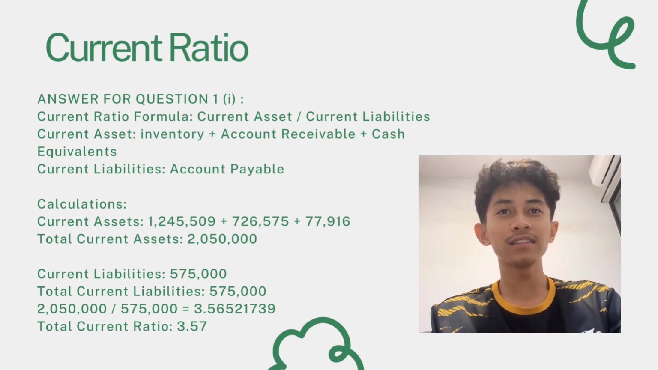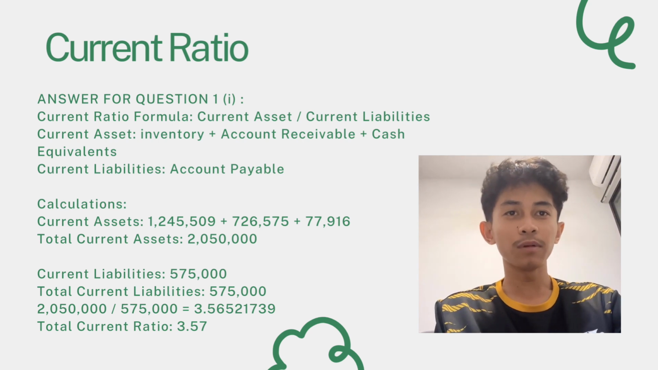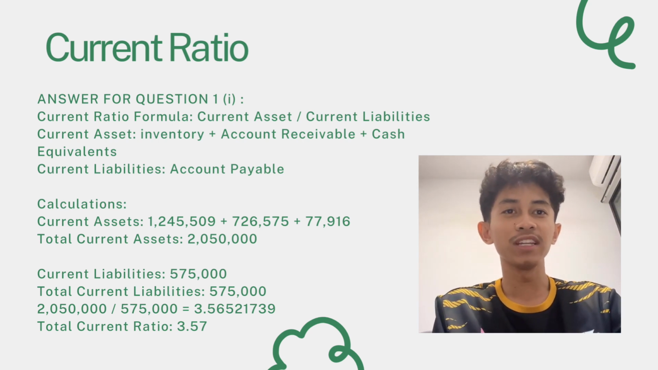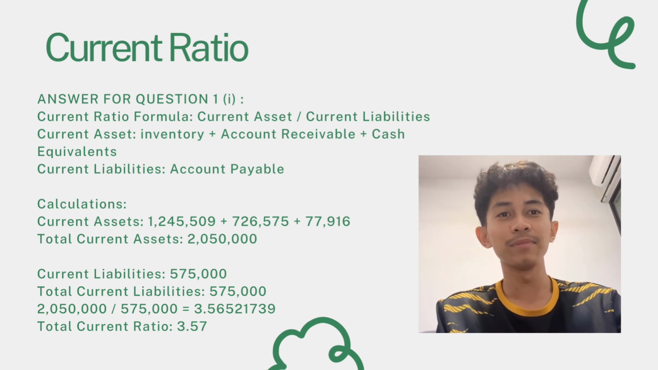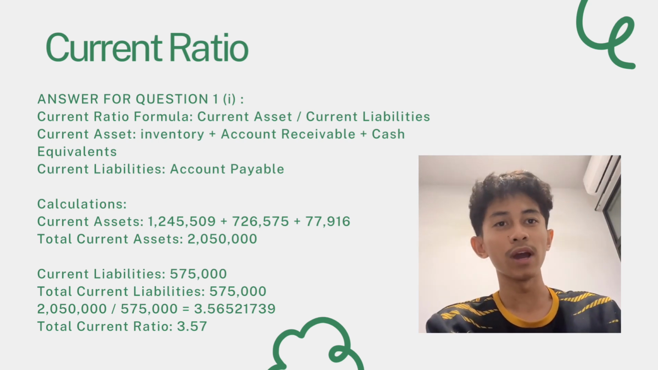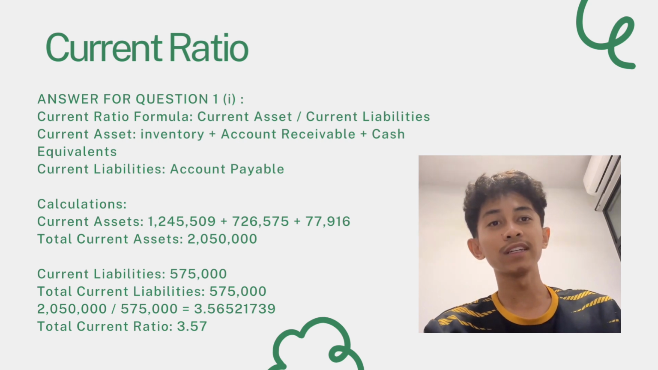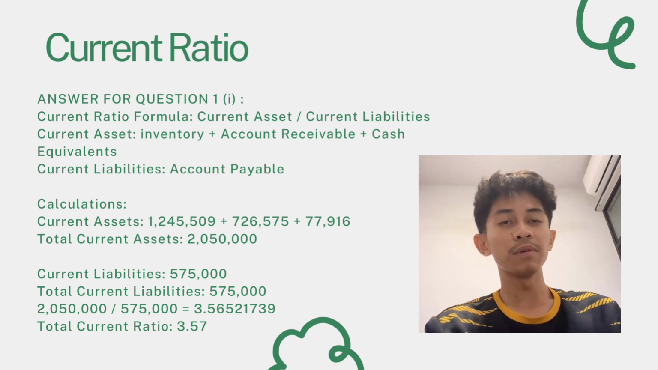I will be answering question number 1. For question number 1, we need to calculate the company's liquidity ratio based on the statement that has been given. For question 1 Roman, we need to find the current ratio and the quick ratio, because this is the continuation of question 1 Roman.